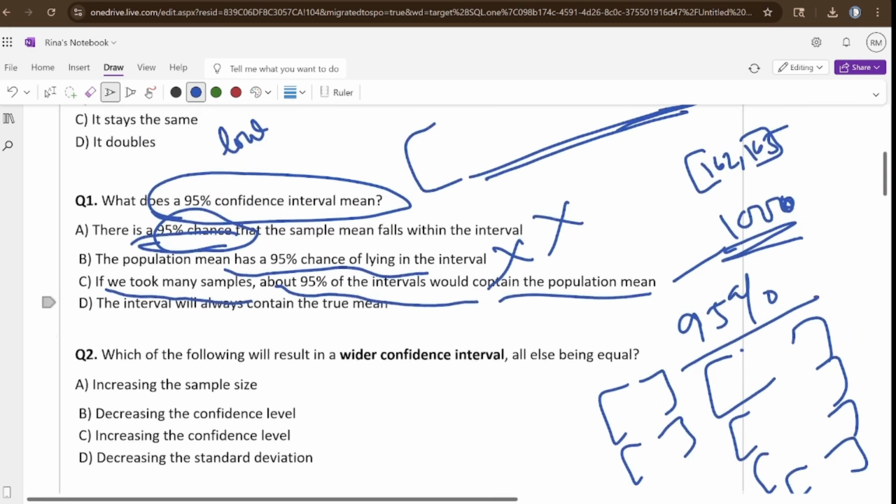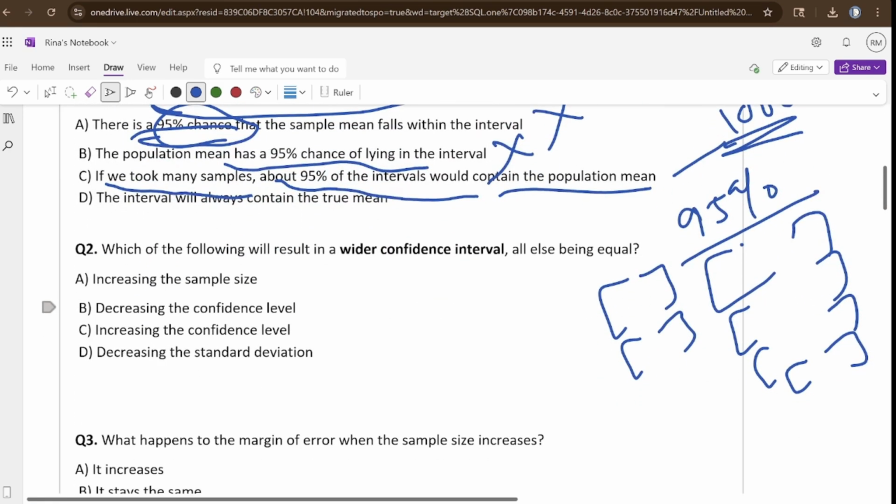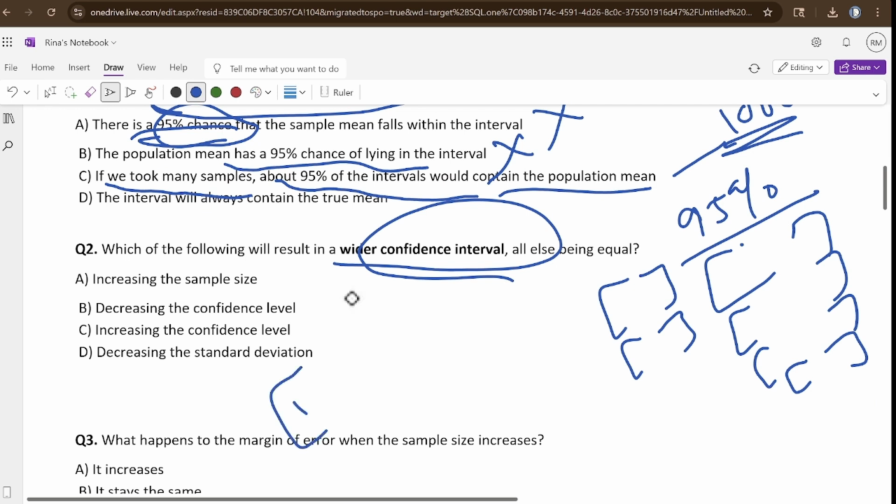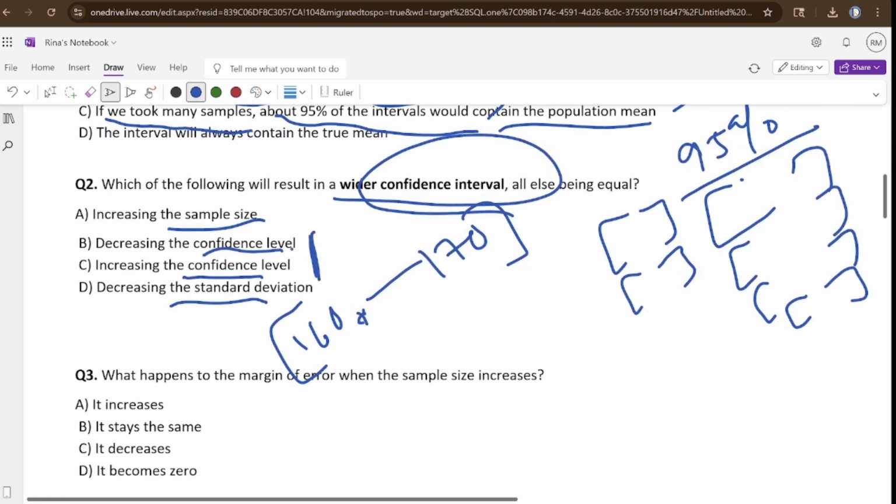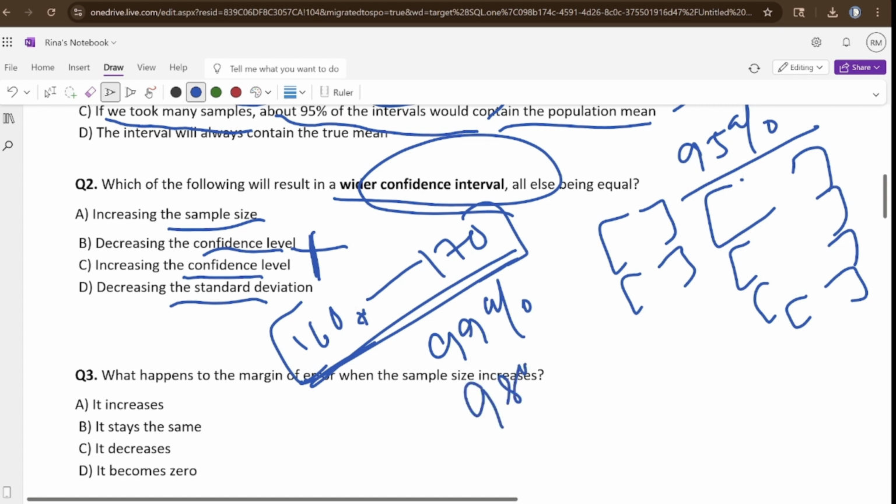Okay, next question. Which of the following will result in wider confidence interval? Wider, let's say 160 to 170. Now what do you think? Increasing the sample size, decreasing the confidence level, increasing the confidence level, decreasing the standard deviation. See, we are talking about confidence level, so let's stick to this. Decreasing or increasing? See, if you increase the range, then you can be more confident, like 99% confident, 98% confident, because it is such a big range, so automatically it will hold the true mean. Okay, here the population parameter will lie. So your confidence level will be increased.